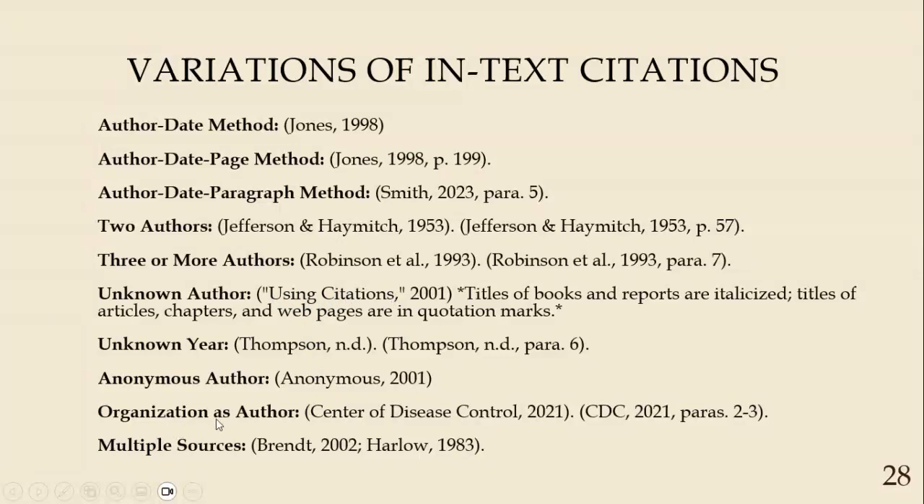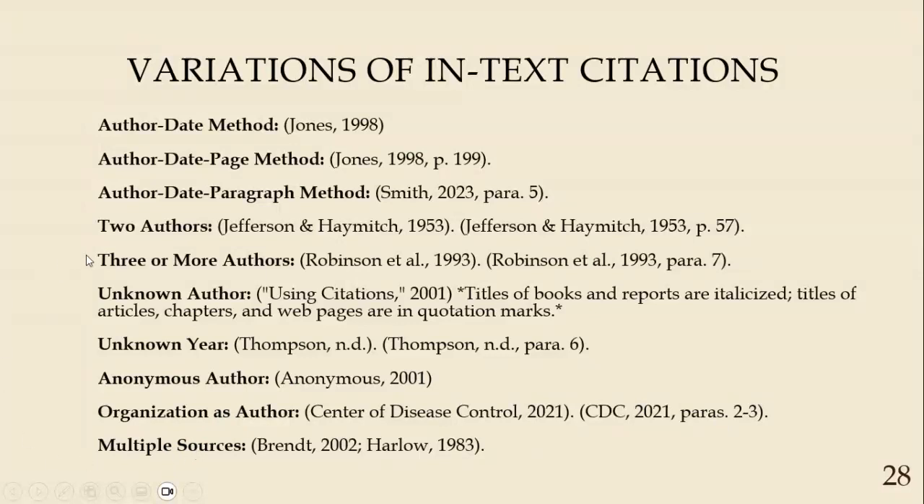Using the organization as an author is very common. There is just one rule when it comes to this. The very first time you cite it in your paper, it needs to be spelled out completely, so in this case, Center of Disease Control. And then anytime after that, if you cite it again, you can use an abbreviated form, so CDC or DOD or DOT or whatever you're citing. And then you can also use direct quotes for these sources as well.